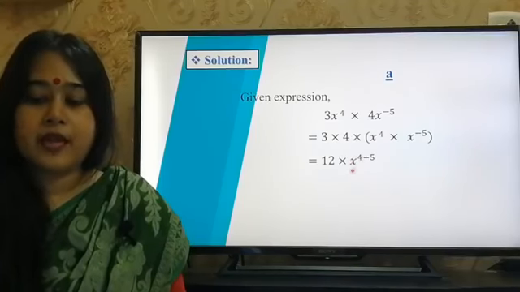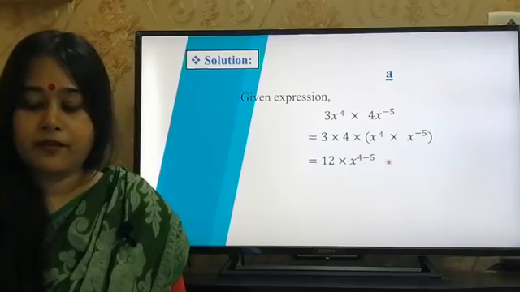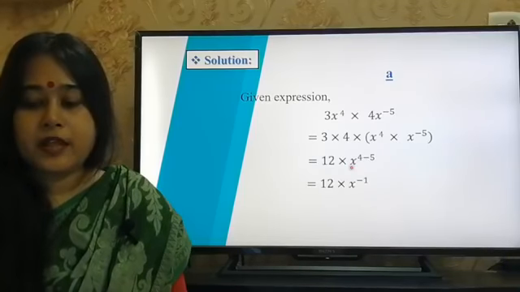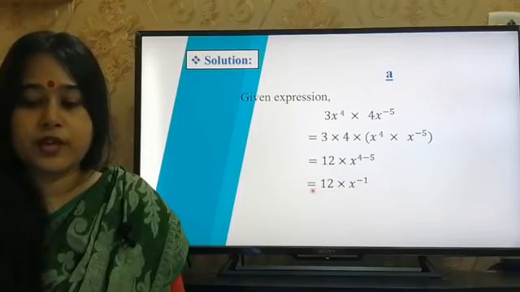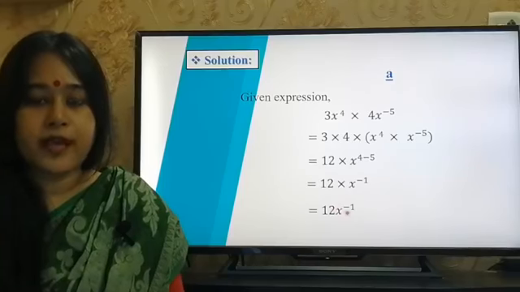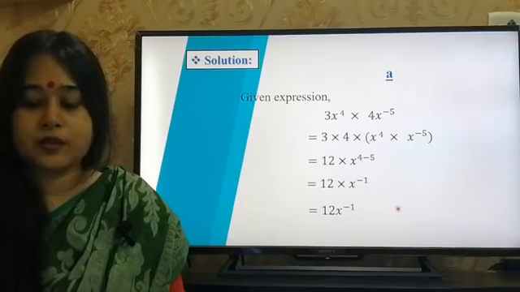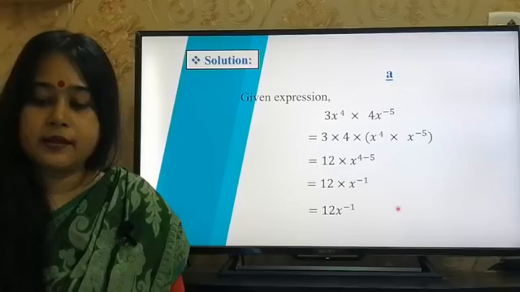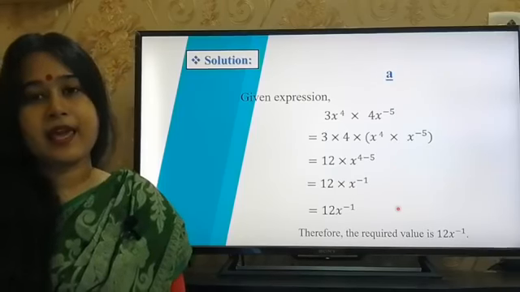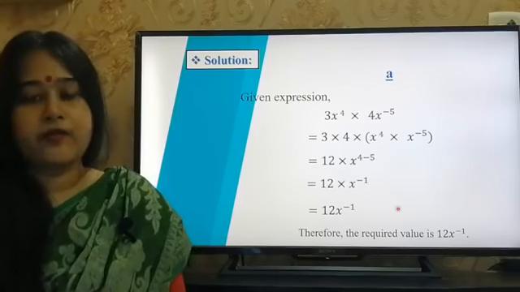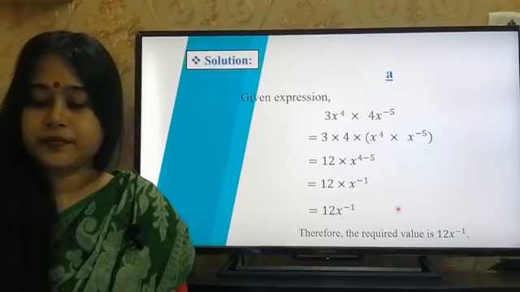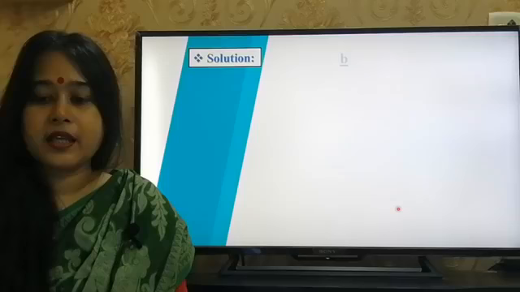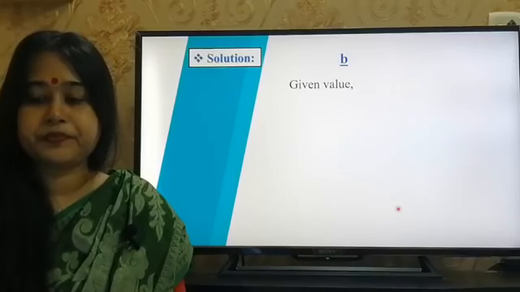So we got x to the power 4 minus 5. After calculating this 4 minus 5, we got minus 1. So 12 into x to the power minus 1, or we can write 12x to the power minus 1. So this is the answer of our question A. Therefore, the required value is 12x to the power minus 1. Okay, let's see the solution of B.